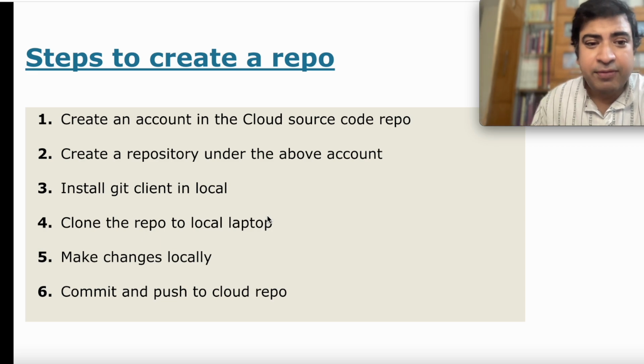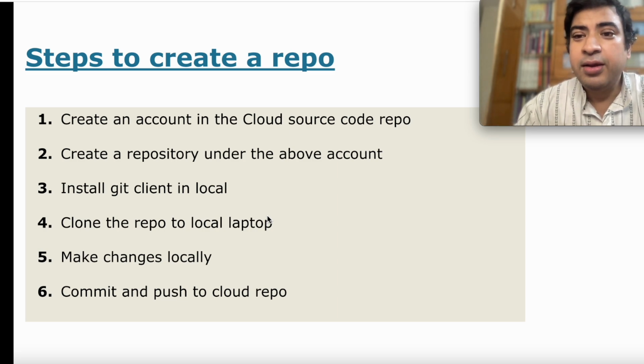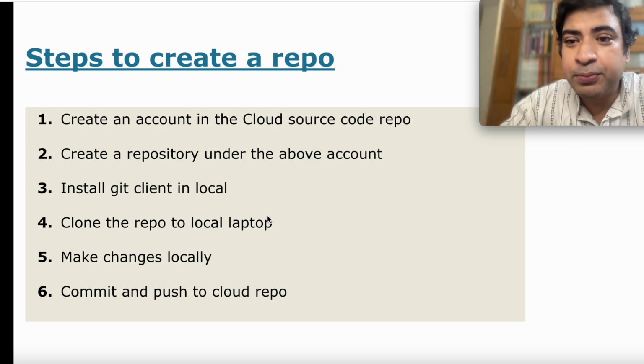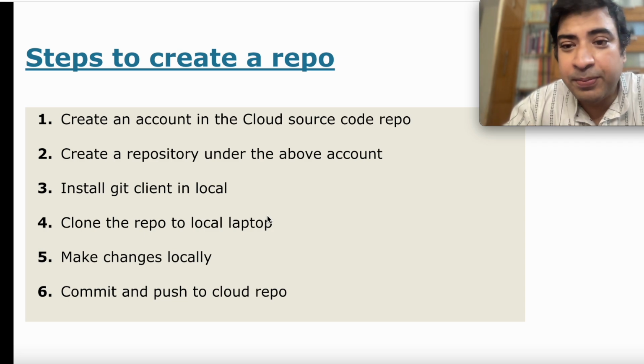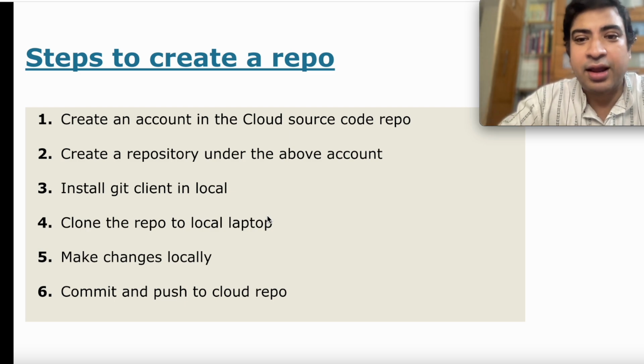And then every local developer will have to install the Git client locally, and then clone the repository locally, make changes locally, and then push again to the repo. So once it is there in the repo, then all the developers can actually use that. So I will now show a demo of how you can actually do that in real life.